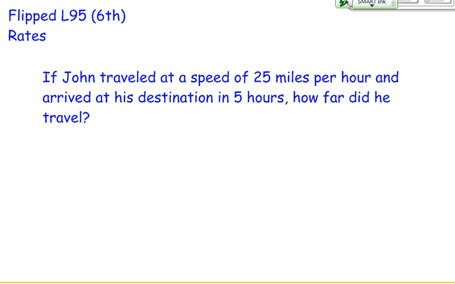That anticipation, all that setup, all for Flip Lesson 95 for the 6th grade. Today we're talking about not so much rates, we're going to use rates, but instead we're going to talk about reducing rates before multiplying. We've talked about reducing before multiplying before.